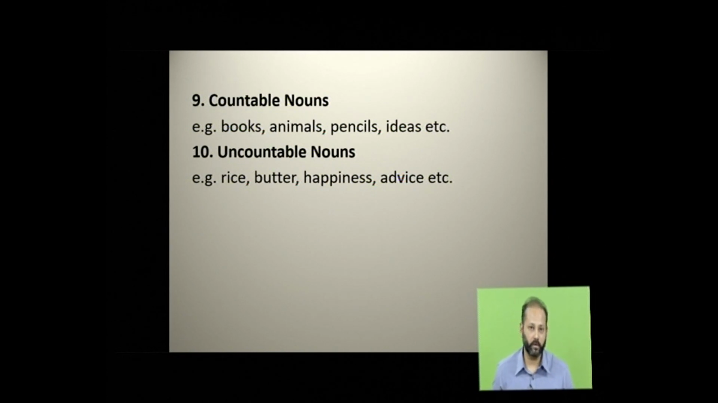Then further we have countable nouns. Countable, which we can count. Say for example, books, animals, pencils, ideas, etc. Then last but not least we have uncountable nouns. Uncountable, which we cannot count. Rice, you cannot count rice. Butter, happiness, advice. These are all uncountable nouns, right? So this was all about nouns.